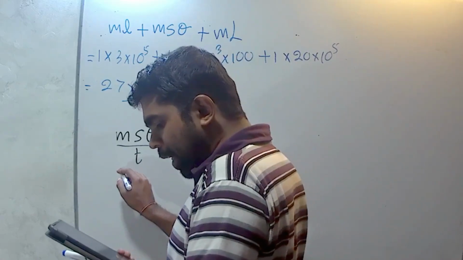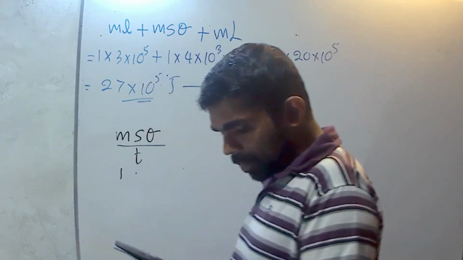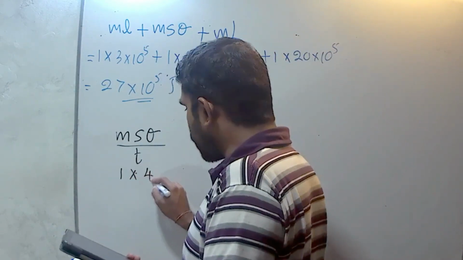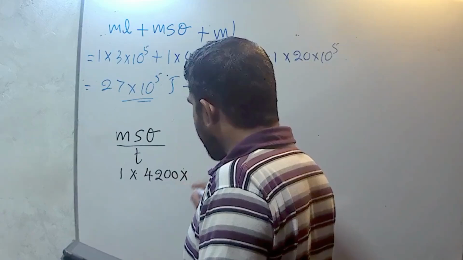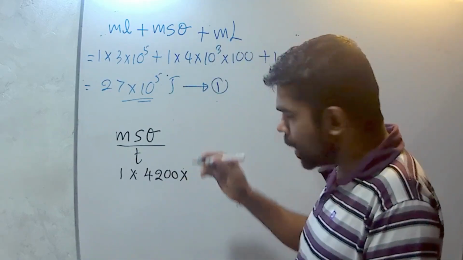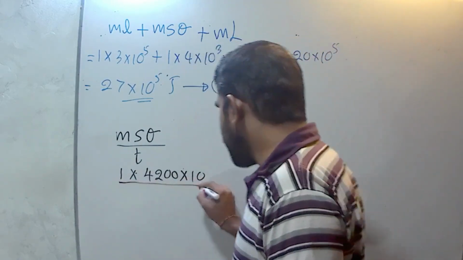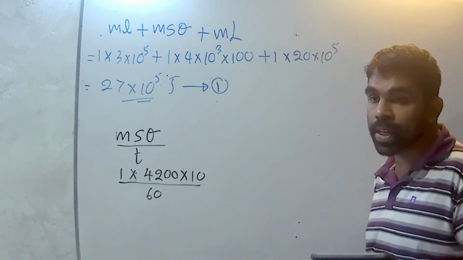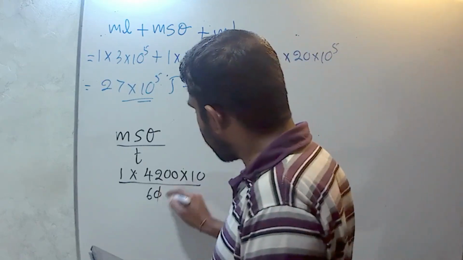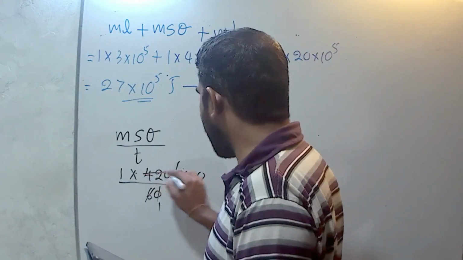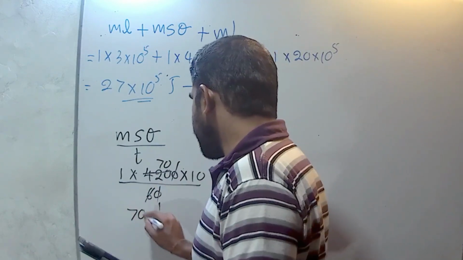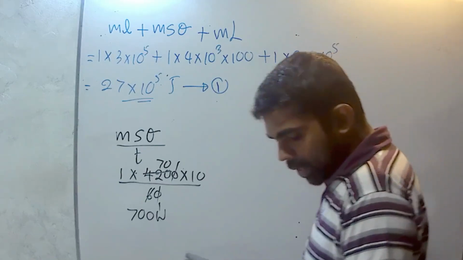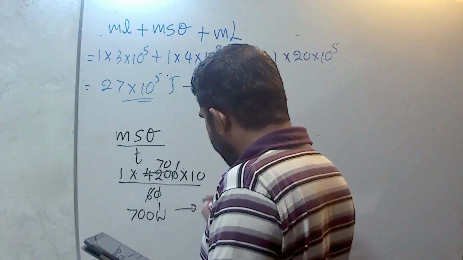Mass 1 kilogram per minute. Specific heat capacity 4200. Temperature increase 20 to 30, it means 10 degrees. It is for 1 minute. Then we have to divide by 60 to get 1 second. Then we can cancel it out. 6 divided by 6, 70. It is 700 watt. Minimum required power is 700 watt. Then the answer is 3.